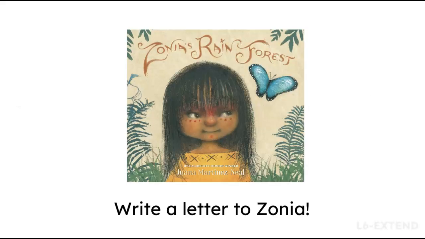For the optional extend, students can write a letter to Zonia telling her what they have figured out and what they will do to help save the trees and the rainforest. You can complete this as a shared writing experience with your class and then have students write their own short letter to Zonia.